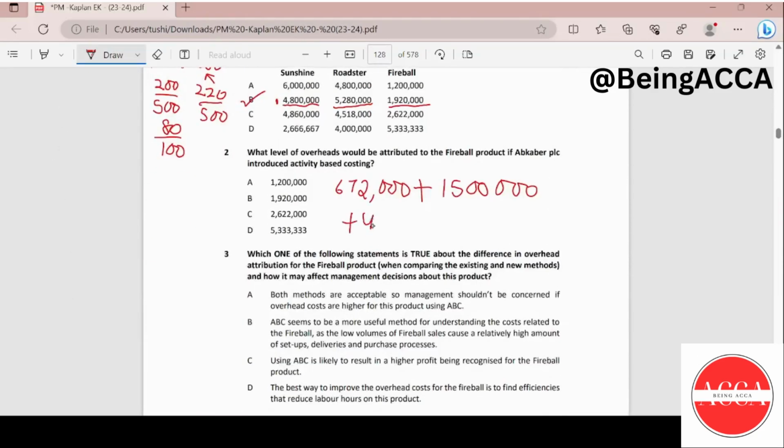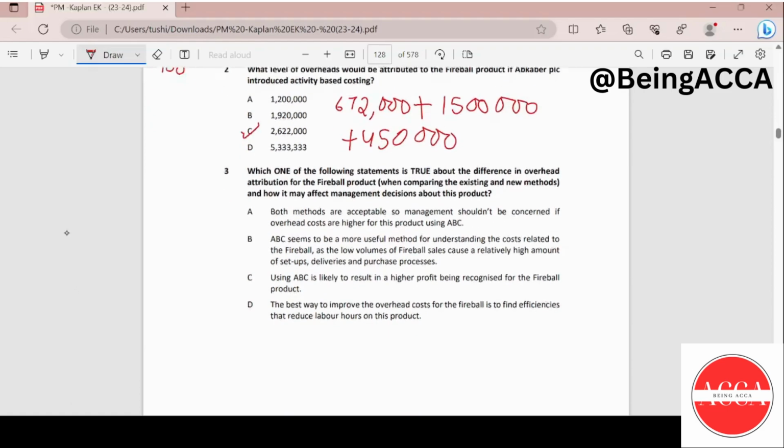So plus 450,000, right? So if I just add these up, 672,000 plus 150,000. So this makes it 2,622,000, which is option C. So I get my answer as C.